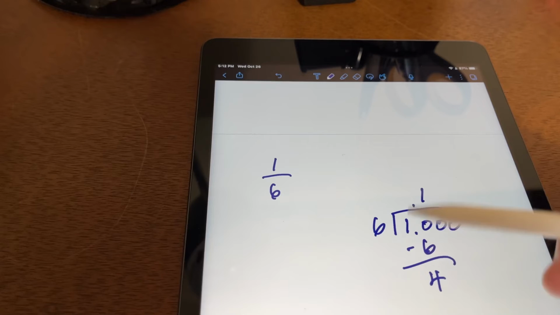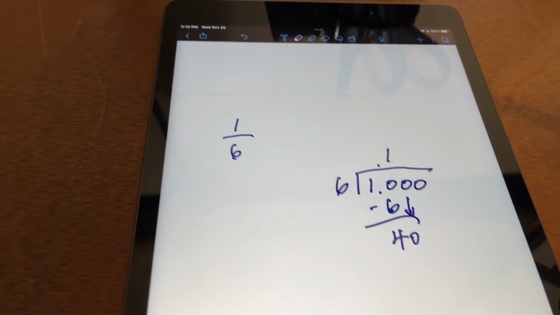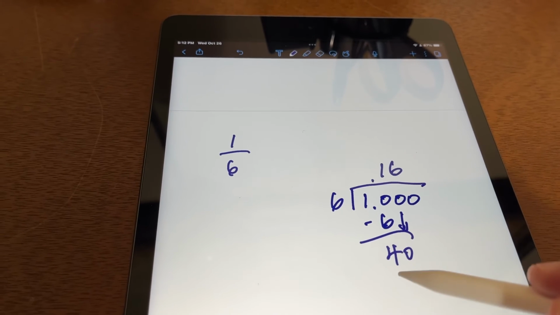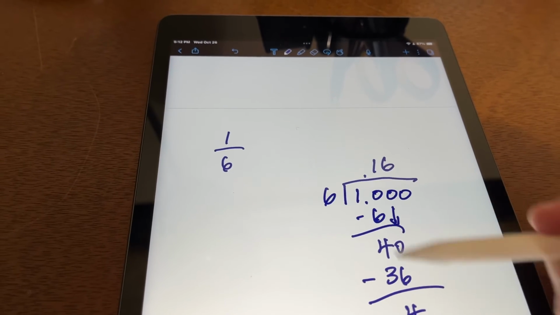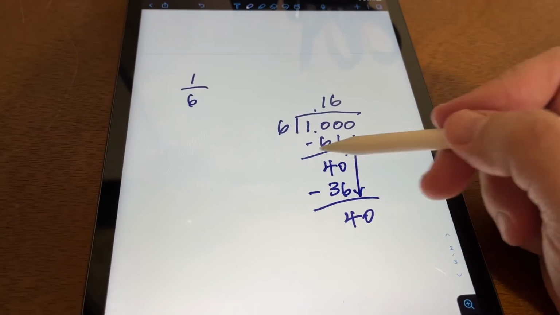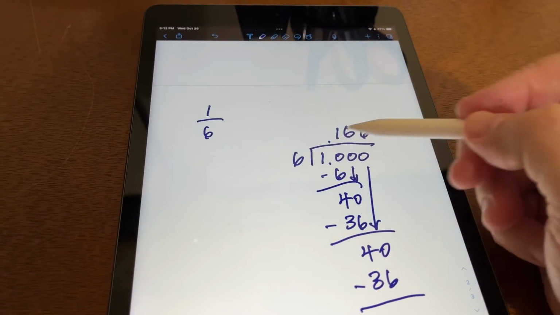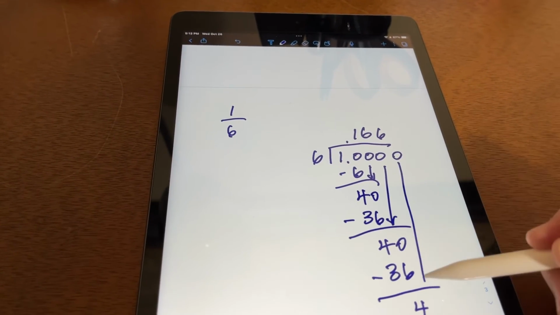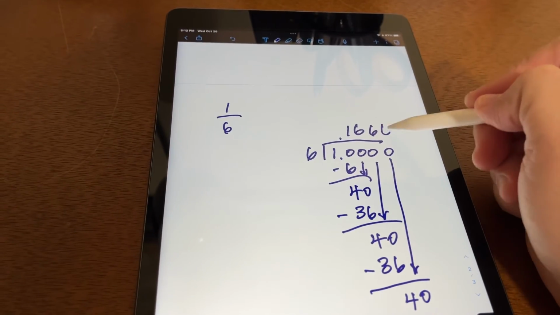10 minus 6 is 4, but 6 won't go into 4. So I bring this 0 down. Well, 6 will go into 40, and it goes 6 times. So 6 times 6 is 36, and I subtract and get 4 again. Well, 6 won't go into 4, so I bring this 0 down. 6 goes into 40 six times, 6 times 6 is 36, so I write this down and I get a 4. Well, what I see is that this is just going to repeat, and we're going to go on and on and on. So this ends up being a 6 over here too.